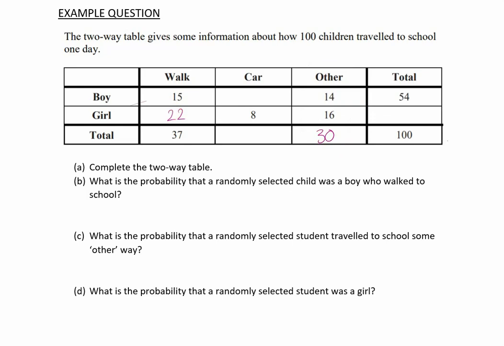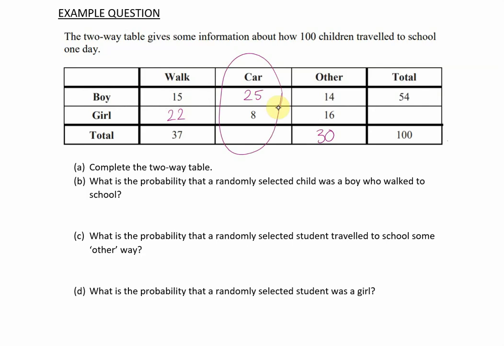We could fill in more information about the boys in this row here because we know how many boys walked, how many boys took another form of transport, and the total number of boys that travelled to school. So if we have 54 boys, we take away the 14 who had some other way of getting to school, and we take away the 15 who walked to school, we are left with 25 students, and they must have travelled by car. And once again, we chose a row that only had one empty space.